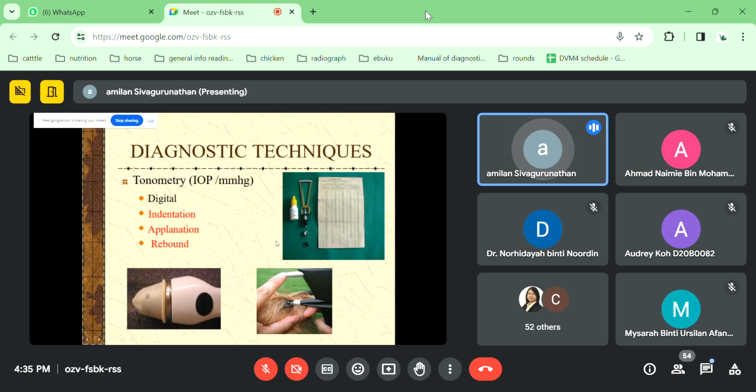Now, each instrument has its pros and cons, and each instrument has its ranges. In other words, if you use a Tono-Pen, which is on the left, keep using the Tono-Pen. Don't keep changing between one instrument and the other. If you use a TonoVet, use that and don't keep altering because the pressure measurements can be different.